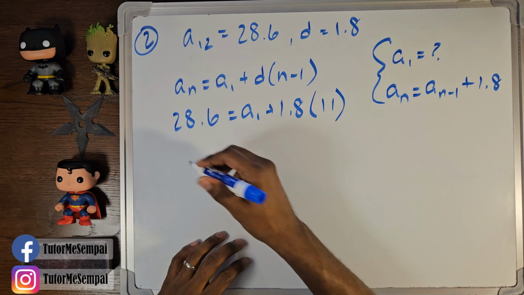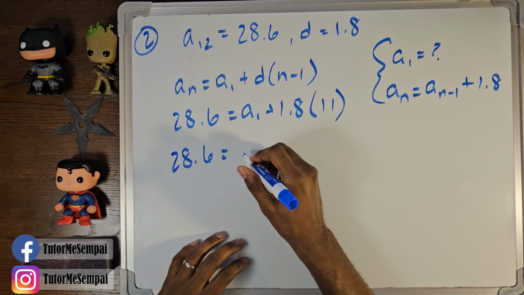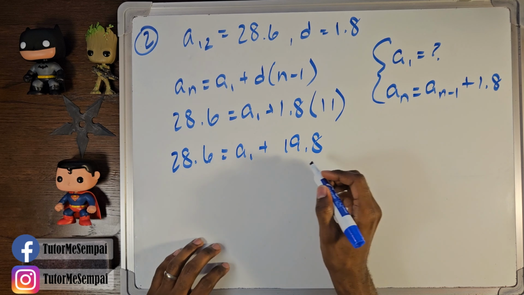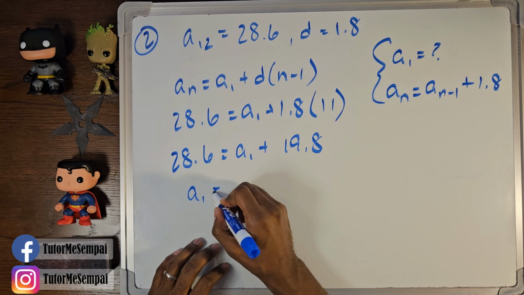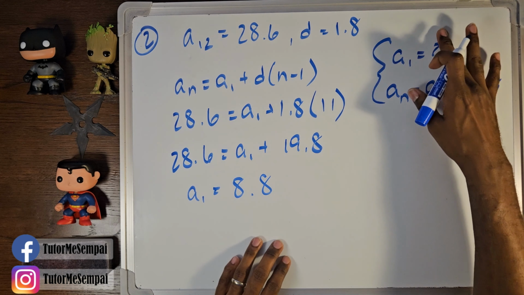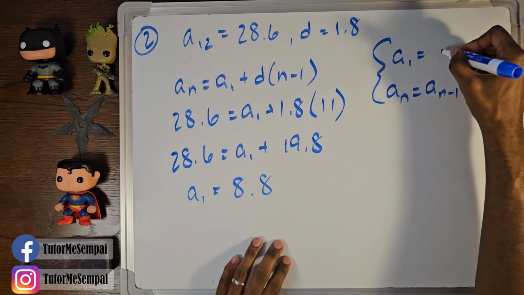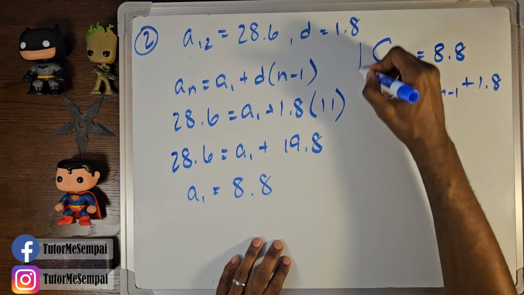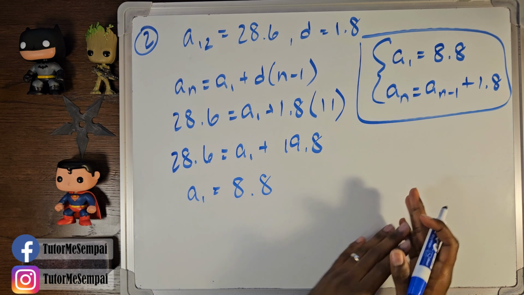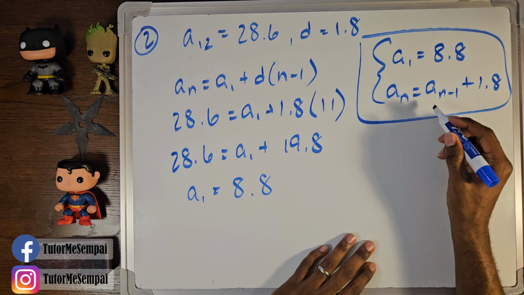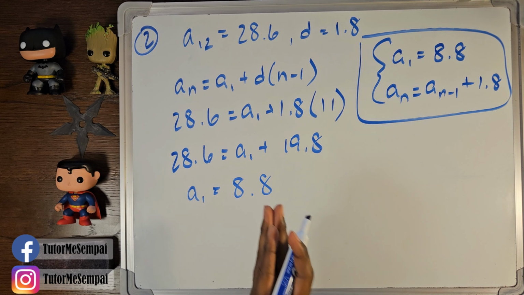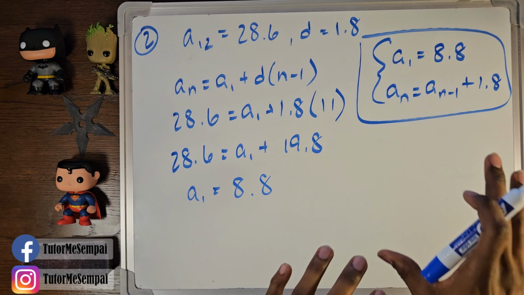Solving for a sub 1 would get you 28.6 equals a sub 1 plus 19.8. And then subtracting from both sides means that a sub 1 is going to be 8.8. But once again, we're not done here. We have to plug it into our pair. Our a sub 1 is going to be 8.8. So this is our final answer. When a sub 1 equals 8.8 and your formula is a sub n equals a sub n minus 1 plus 1.8, that's going to determine your arithmetic sequence using the recursive formula.